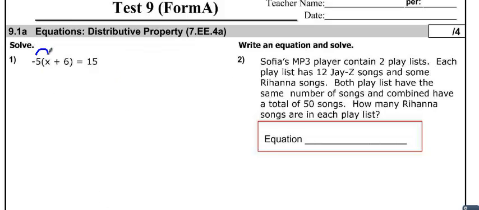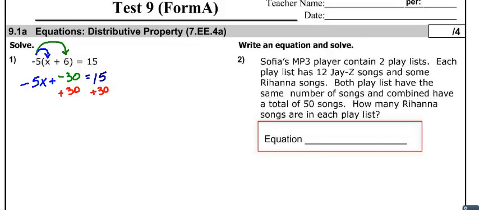We're going to be multiplying -5 times x and -5 times 6. That's the distributive part. So we end up with -5x plus -30, and all of that equals 15. Our first step is to clear out the constant term. That's the -30, so we add a 30 to both sides.